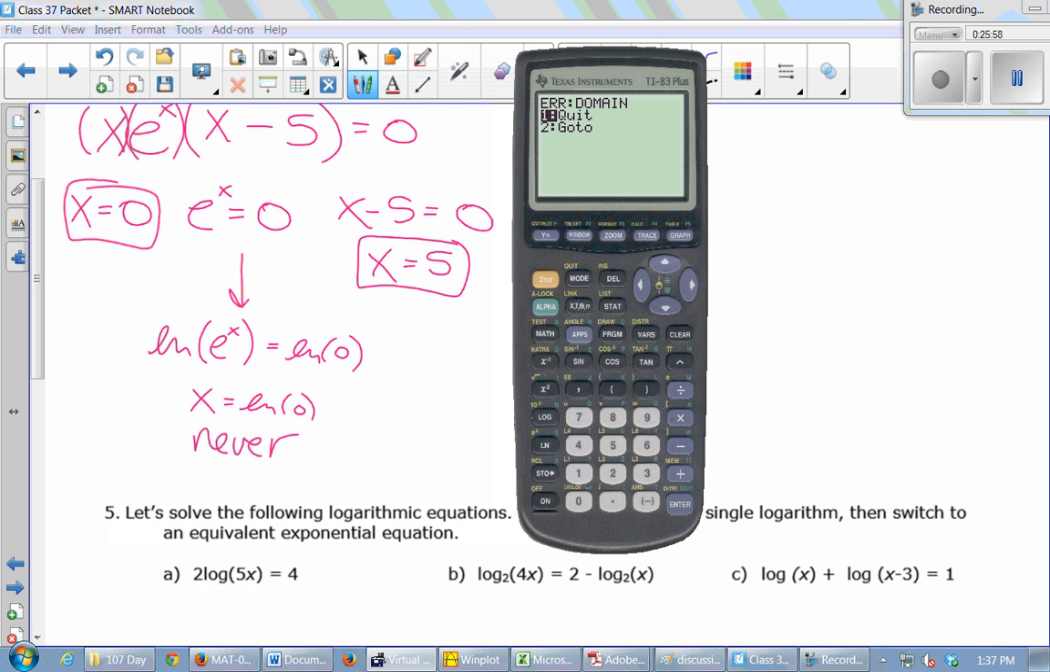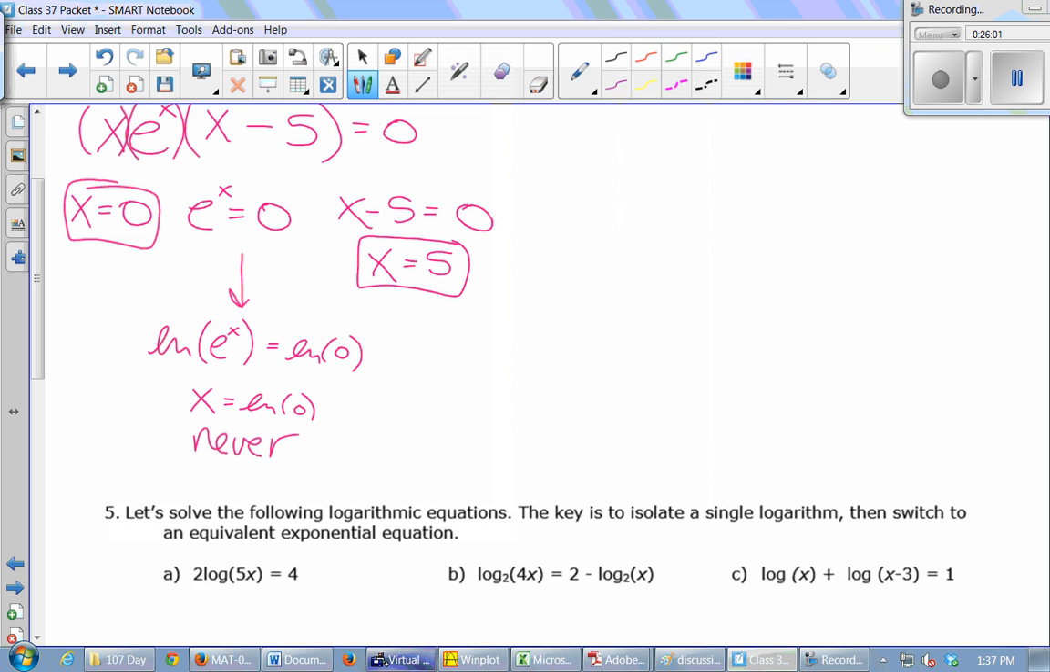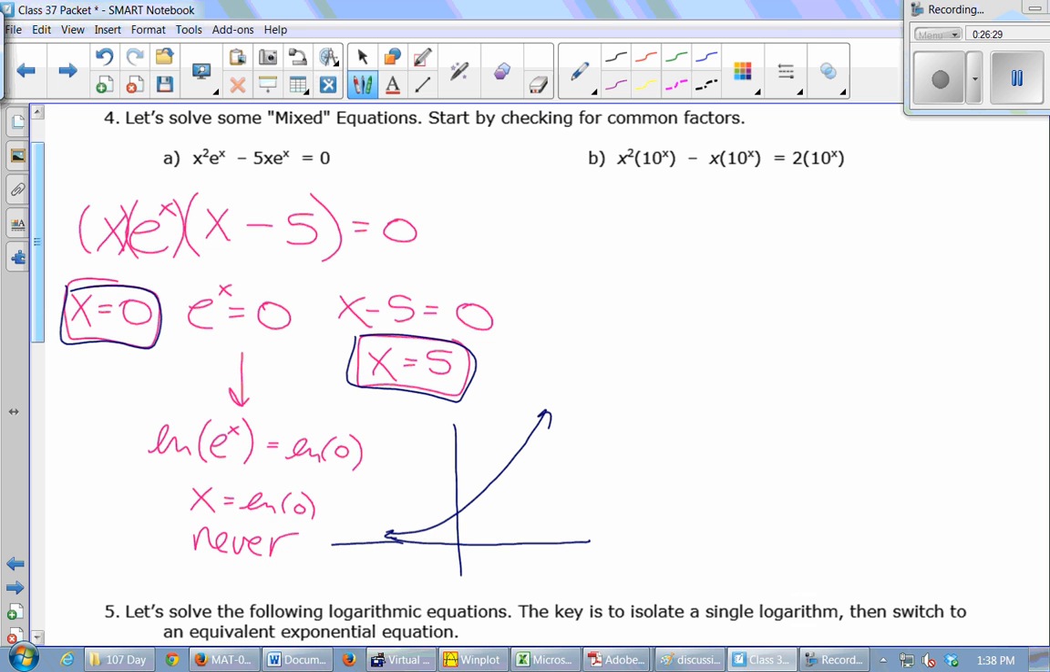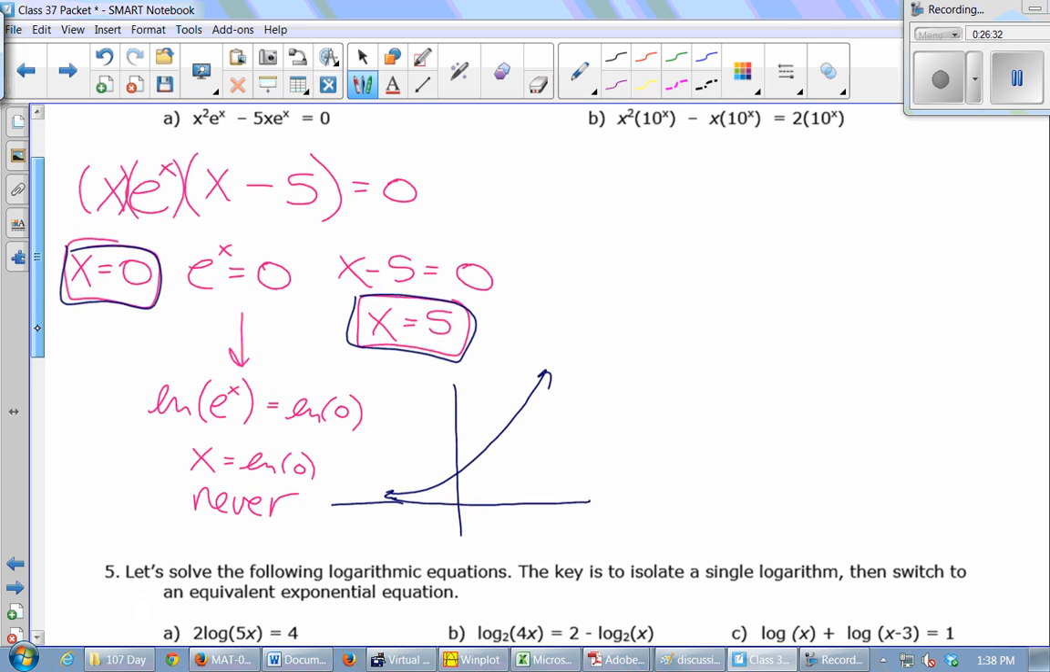We could also think about it in terms of the graph. Several classes ago, we looked at the graph of e to the x, and we saw that it looks like this, and the x-axis is an asymptote. It never crosses, so the y value of this function never equals 0. So e to the x will never be 0 because it never touches the x-axis. So my only solutions are x equals 0 and x equals 5. That make sense?